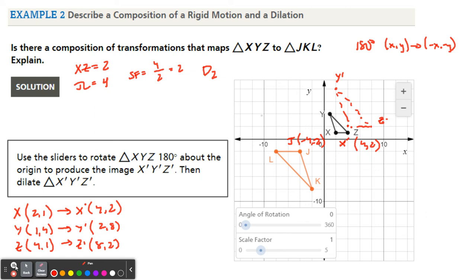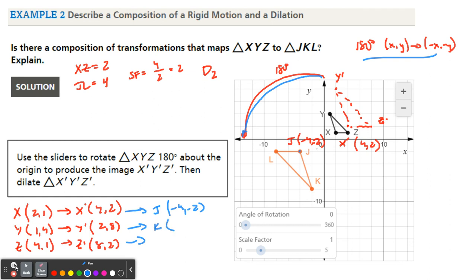So now this is where we're going to take our coordinates and rotate them by 180 degrees. So now I'll do that here. I should do it in blue, right? So in blue, when I rotate these 180 degrees, X prime is going to line up with J, and it's become (-4, -2), which is accurate. Y prime is going to line up with K, and K is at (-2, -8), which is the opposite of 2, opposite of 8. And then L, which is Z prime, is going to line up at (-8, -2), which would be exactly the right idea.